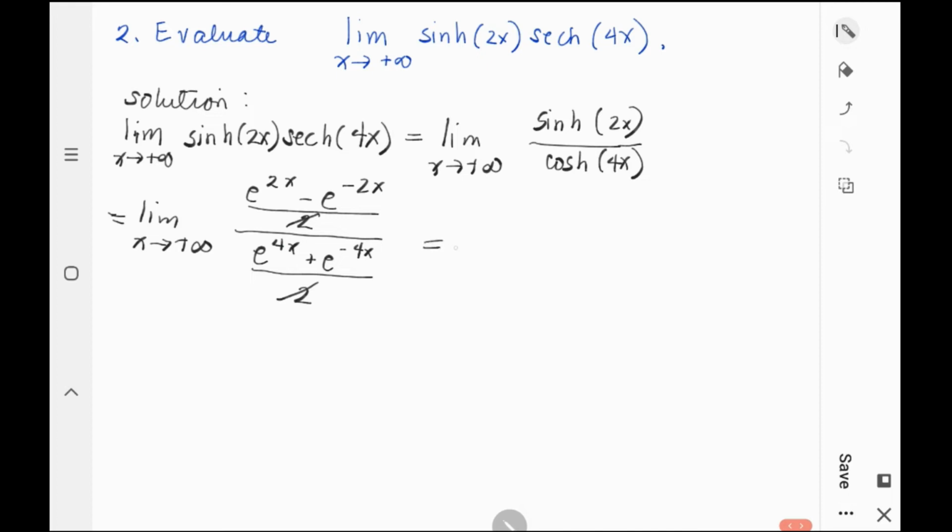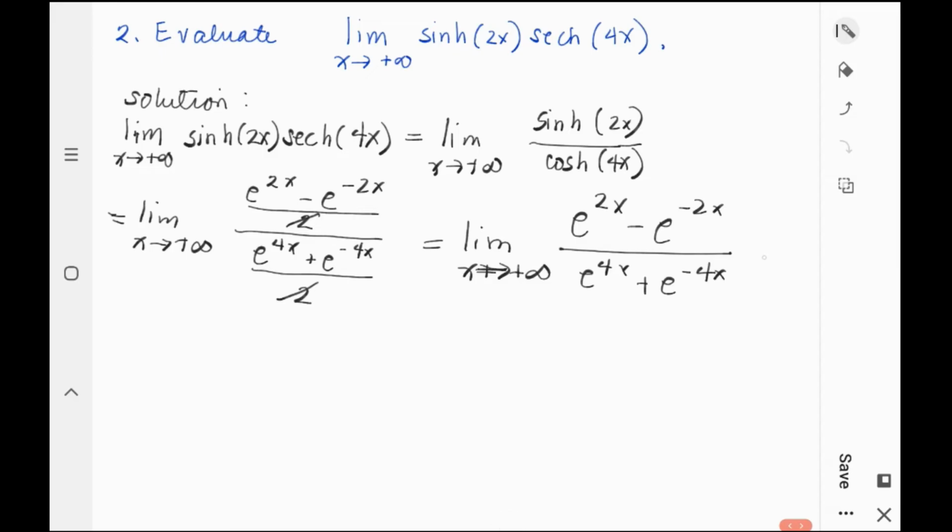So we are left with the limit as x approaches positive infinity of e raised to 2x minus e raised to negative 2x, all over e raised to 4x plus e to the negative 4x. You can actually divide both the numerator and the denominator by e raised to 4x. In effect, you just multiplied this expression by 1.